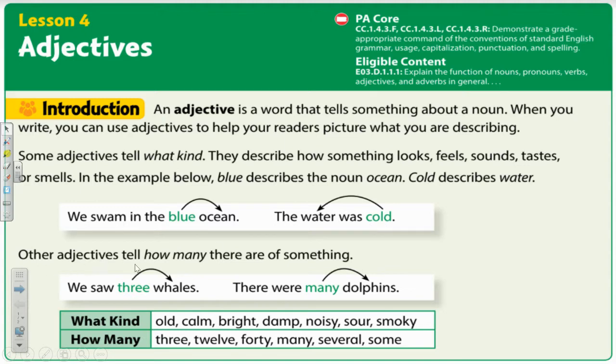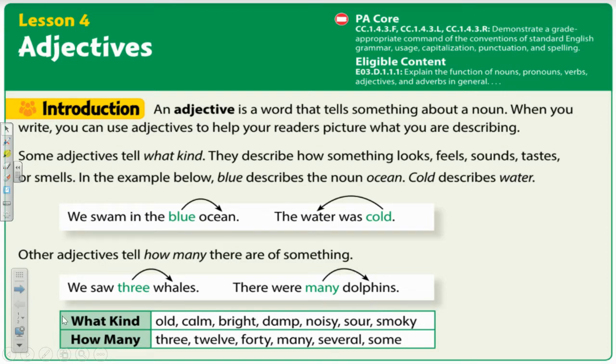Other adjectives tell how many there are of something. We saw 3 whales. How many whales? 3. There were many dolphins. How many dolphins? The adjective here is many.